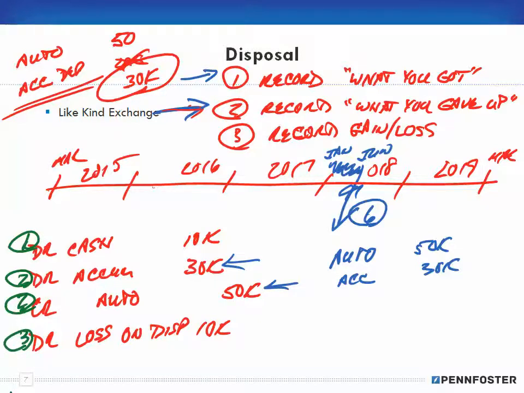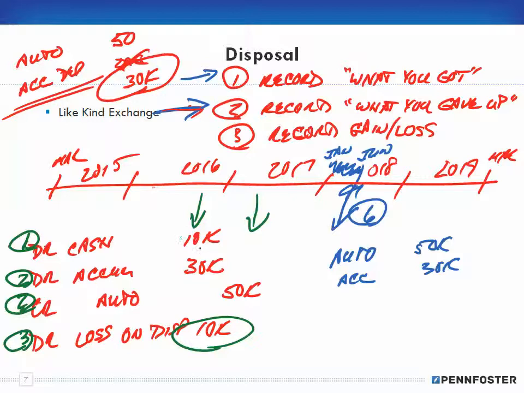you have to record the gain or loss. So basically, you're looking at the total of your debits and the total of your credits, and you're saying, all right, my debits less my credits, what do I end up with? Which one is short? In this case, I'm $10,000 short on the debit side, so I have to debit my gain or loss on disposal. In this case, it's a loss because I'm not getting enough money. I'm supposed to have $50,000 if I've totally depreciated it.